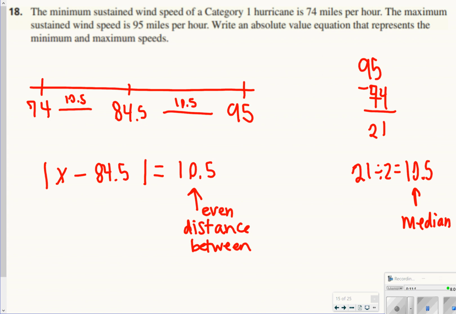Even distance. And then this is the median. So maybe that'll help you a little bit when you're studying.